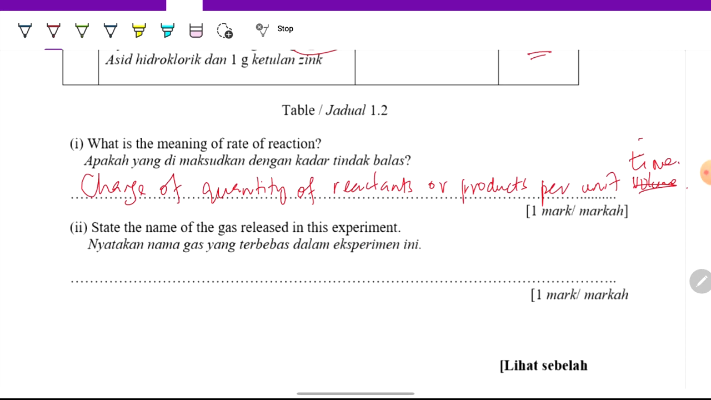Now state the name of the gas released. It must also be the name. You cannot give the formula. So the name will be hydrogen gas.